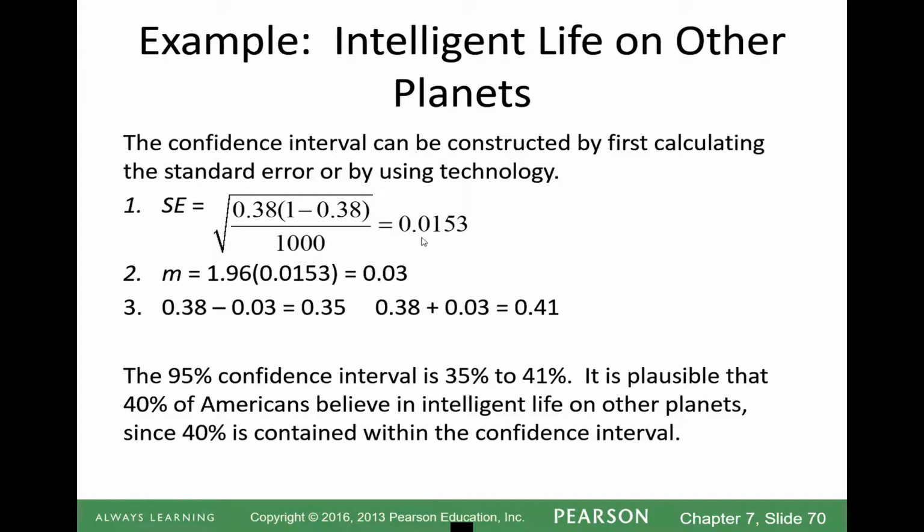The standard error is 0.0153. So the margin of error for 95% is z star, which is 1.96, times 0.0153, or 0.03. So it's going to be plus or minus 0.03, giving 0.35 and 0.41. So the 95% confidence interval is 35% to 41%. It is possible that 40% of Americans believe in intelligent life, since 40% is contained in the interval.